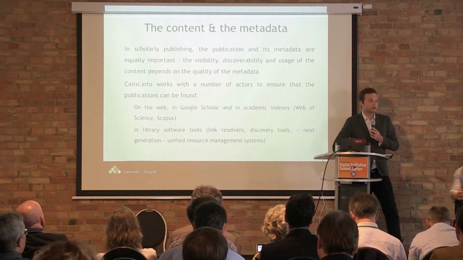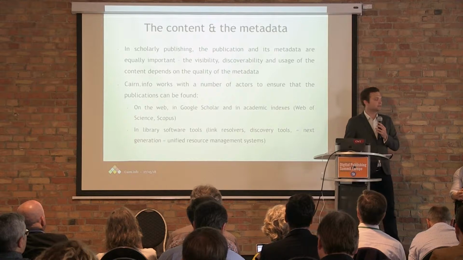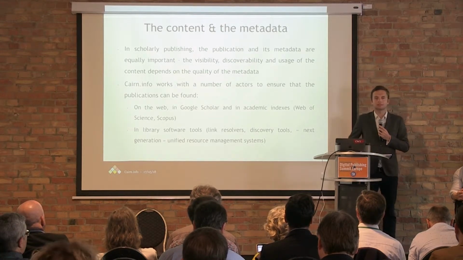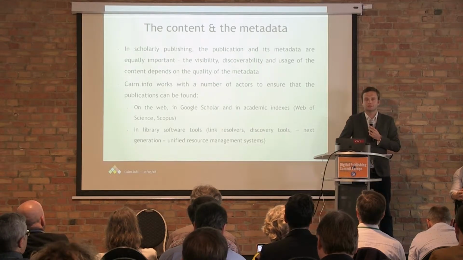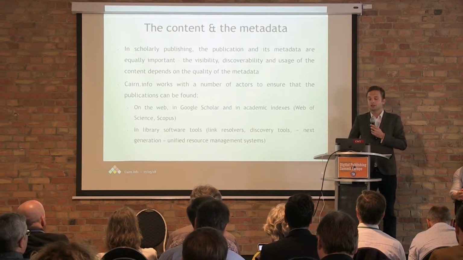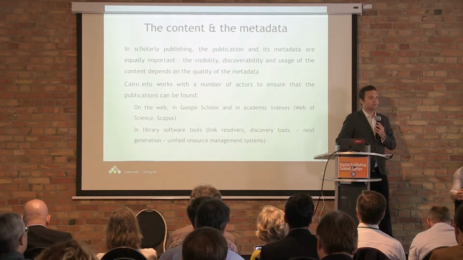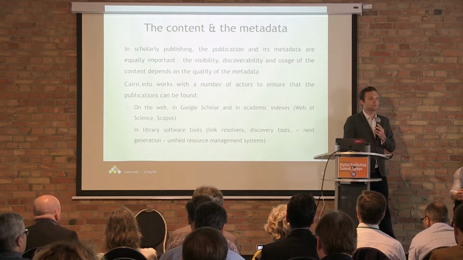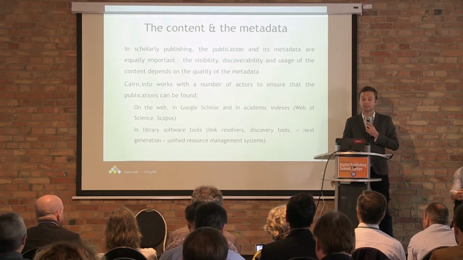In Google and Google Scholar, if you type the name of a journal in Google, the first hit will always be the journal on Cairn, and also in academic indexes that have this quality validation process. I'm talking about Scopus or Web of Science.